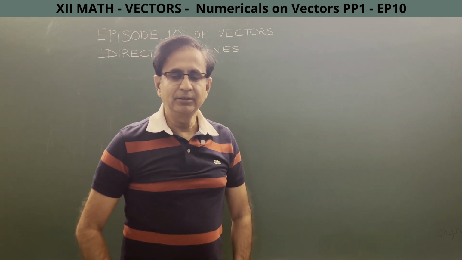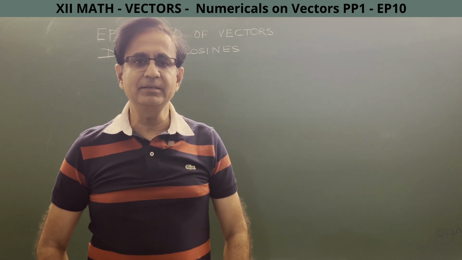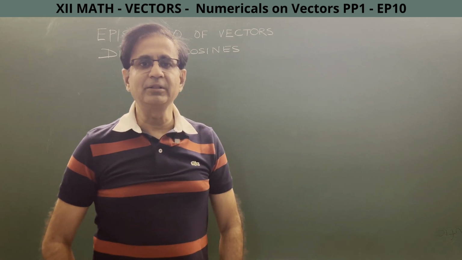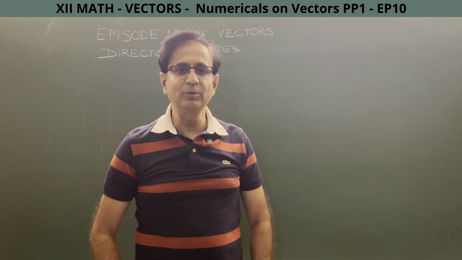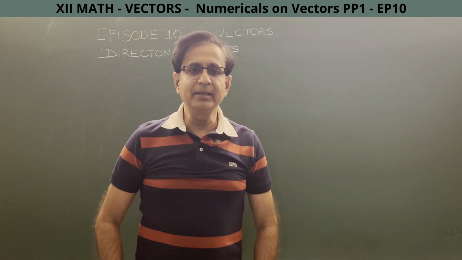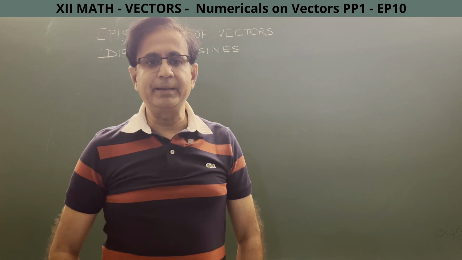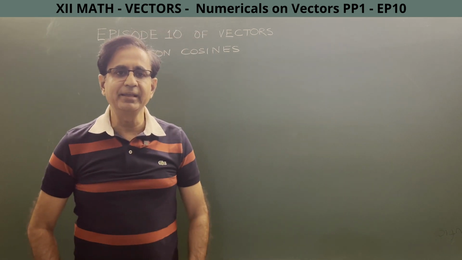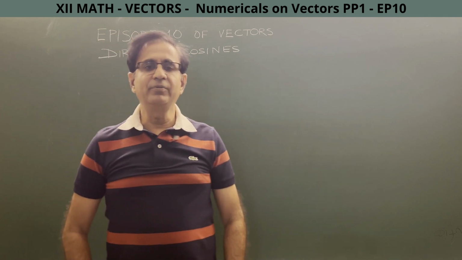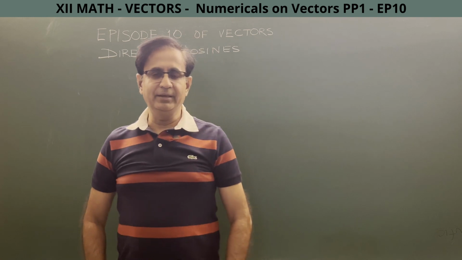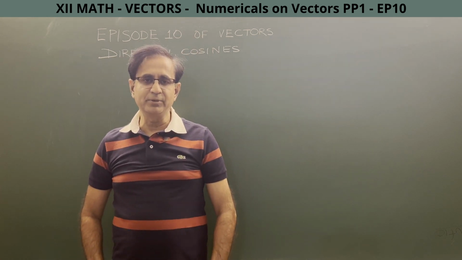Let's do the next episode, number 10 of vectors. If you have been attending the previous lectures, which I call episodes 1 to 9, you will be able to understand what we are doing now in the class. We had done the introduction of vectors and described various kinds of vectors, how to add, subtract and how to multiply a vector by a number. Then how vectors are expressed in terms of i, j and k. We have been doing these questions for the last 4 episodes now.